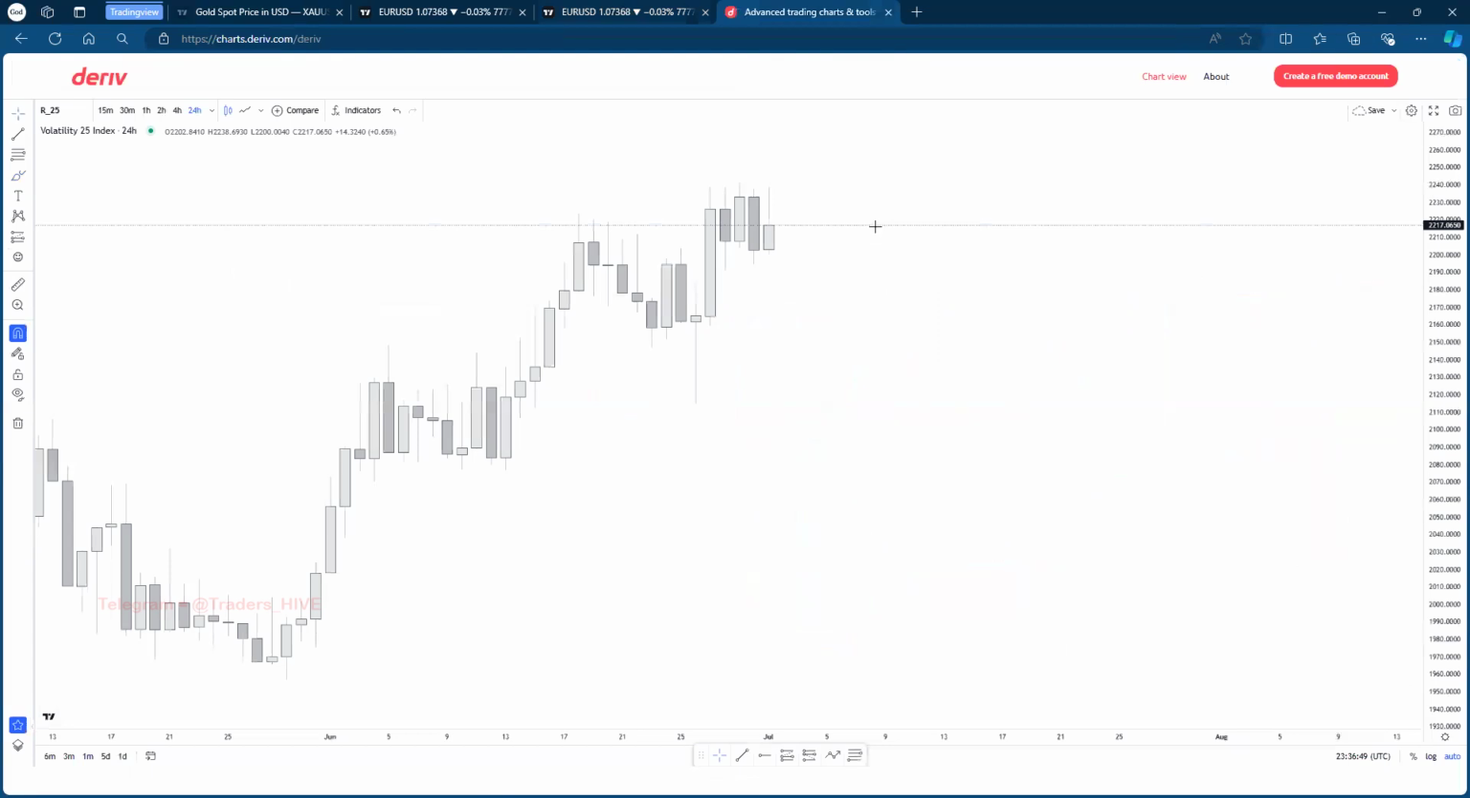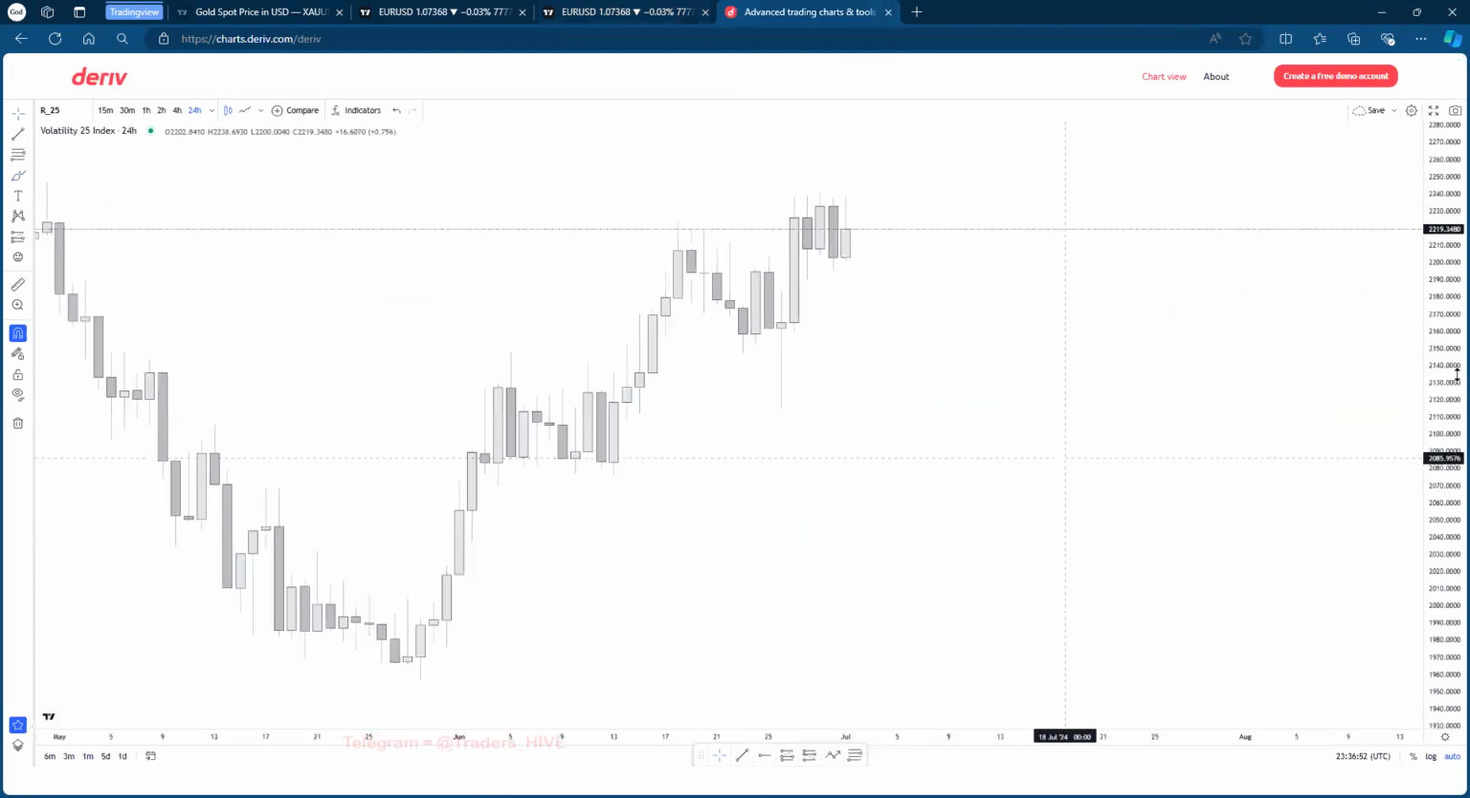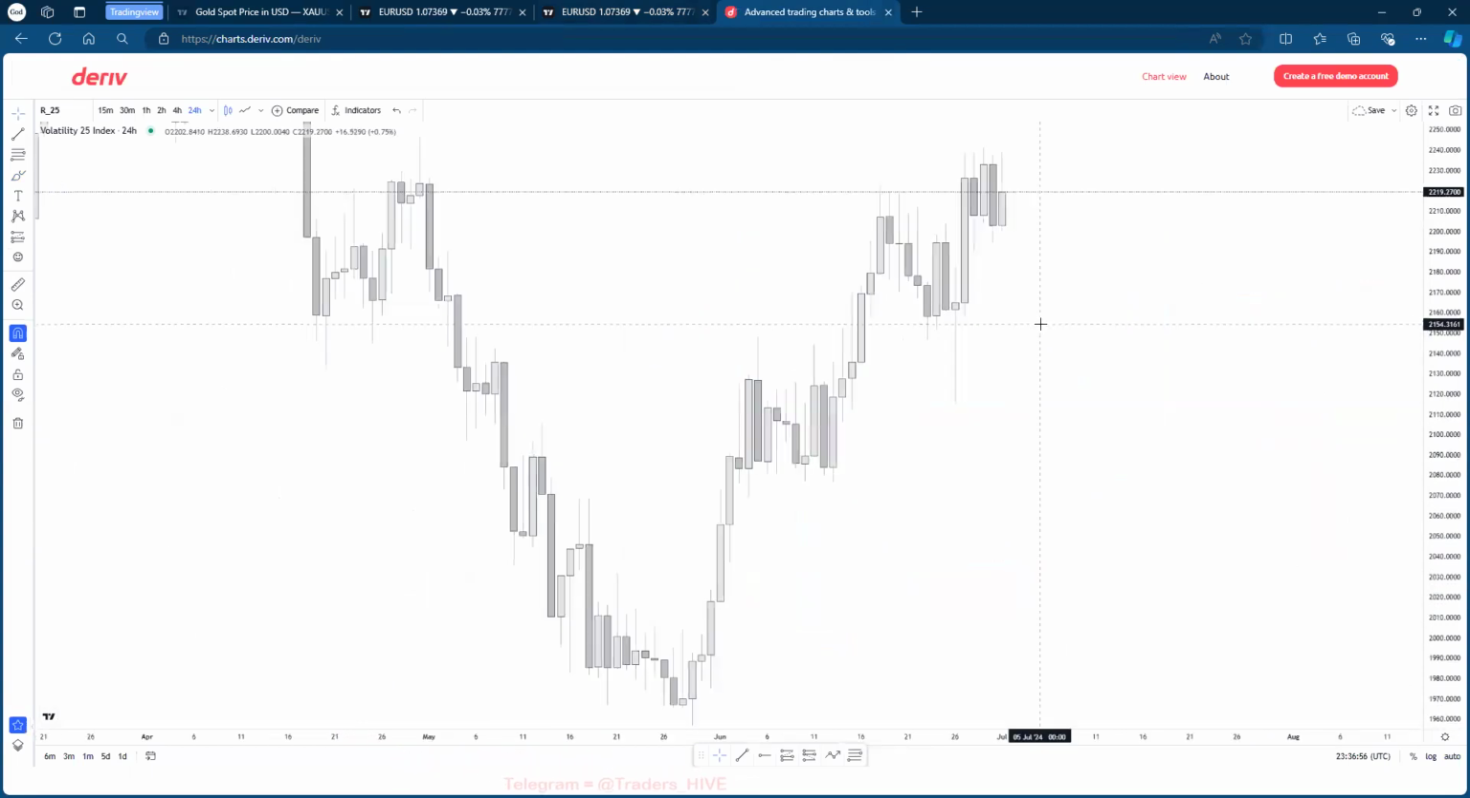So if you look at what is happening here, I'm selling this guy. In fact, the trade did 1 to 8 from my entry, but I just went break even. I just left it and went break even.